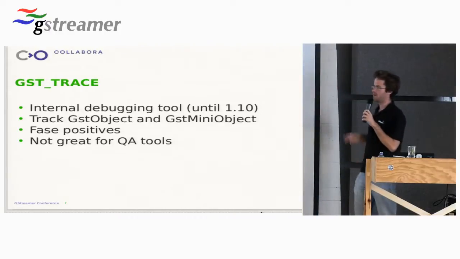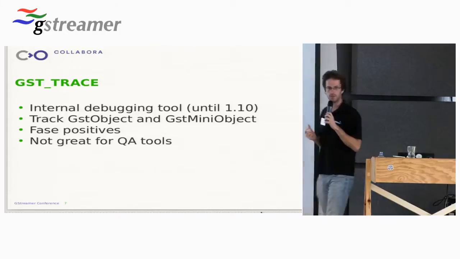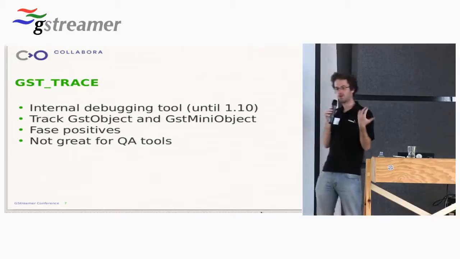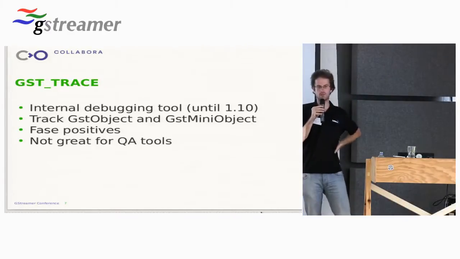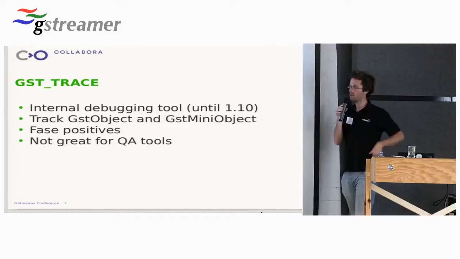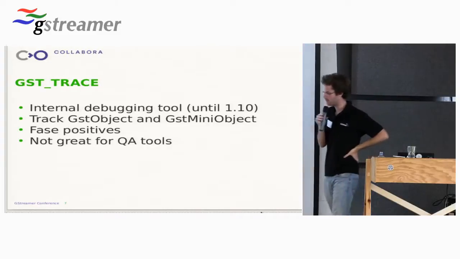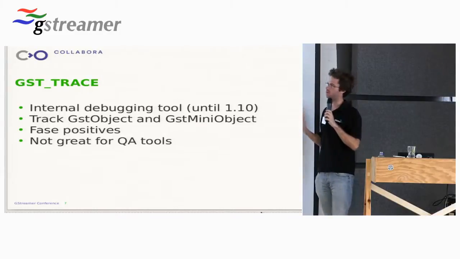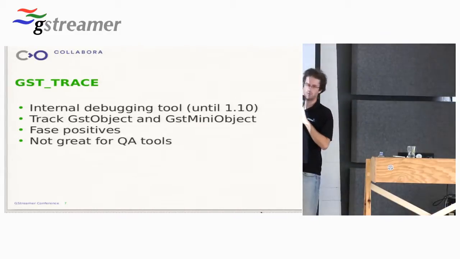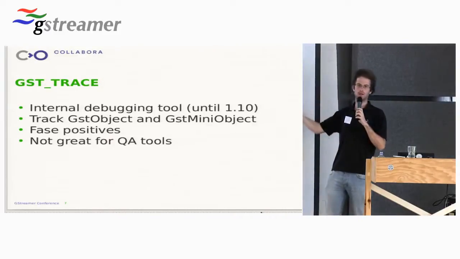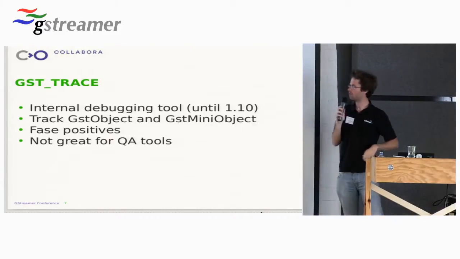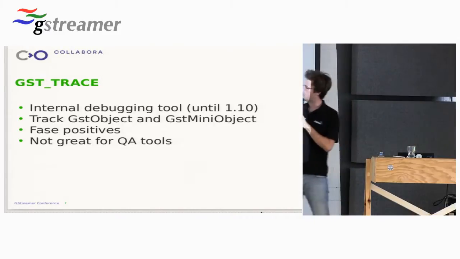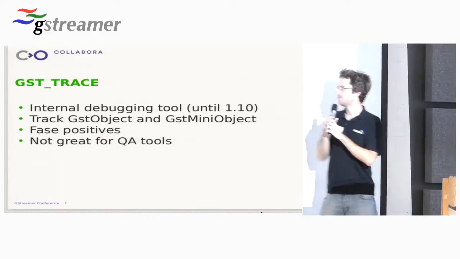But the problem is it had a lot of false positives as well, because some objects are intentionally leaked in GStreamer. So it's not really a leak, but it's just statically allocated, and it's not supposed to be destroyed for various reasons. But those were detected by the system. So it was not a really good candidate for automatic QA tools, because if you can't remove those false positives, it's impossible to detect real leaks from false ones. So first, I wanted to use this tool, and I tried to find a way to detect these false positives.